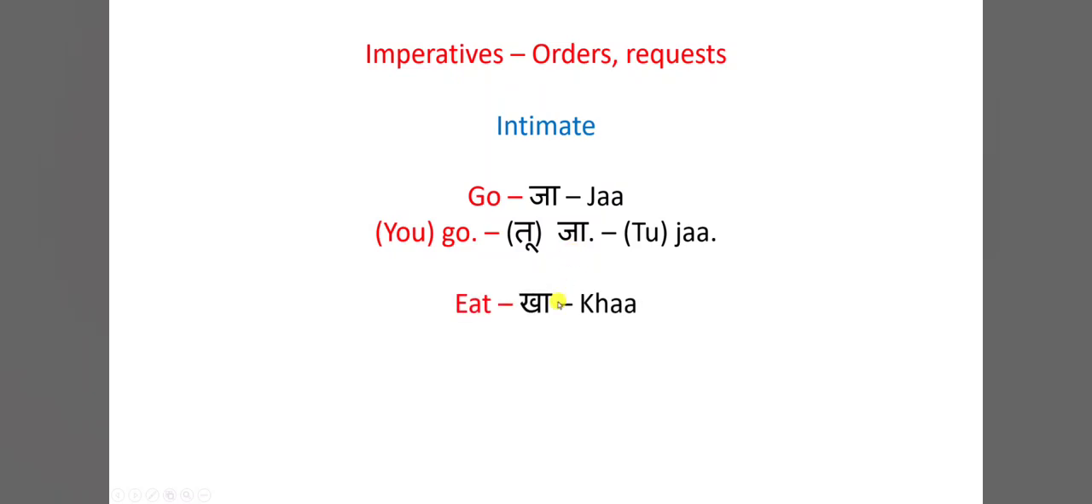One more example. Eat is kha. Kha. This is the base verb or the root verb, and this itself is an imperative.